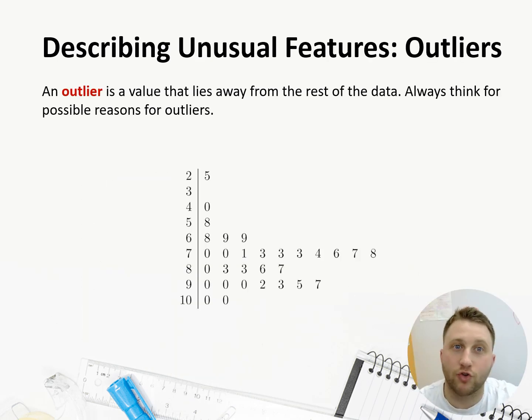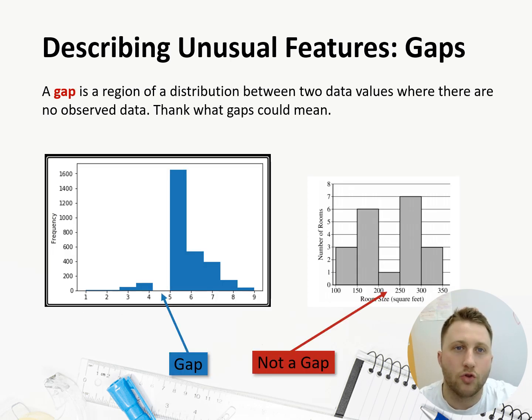Now, a value that certainly wouldn't be a good way of describing a data set with just one value would be one or more outliers. So these are values that tend to lie away from the rest of the majority of the data. And just like outliers, another unusual feature that we can talk about when we talk about single variable distributions of quantitative data are gaps. So these are regions between values where there is not data.